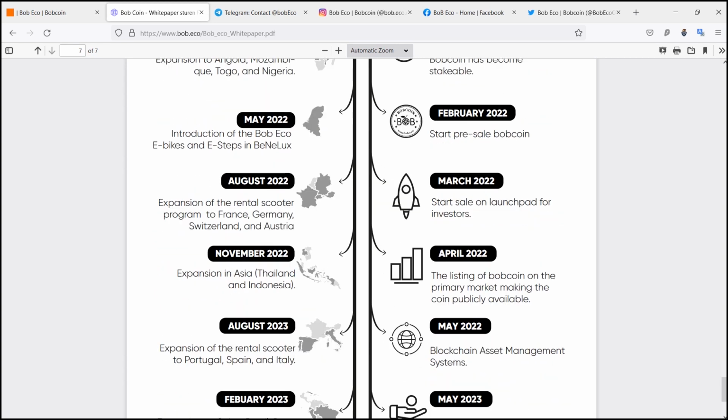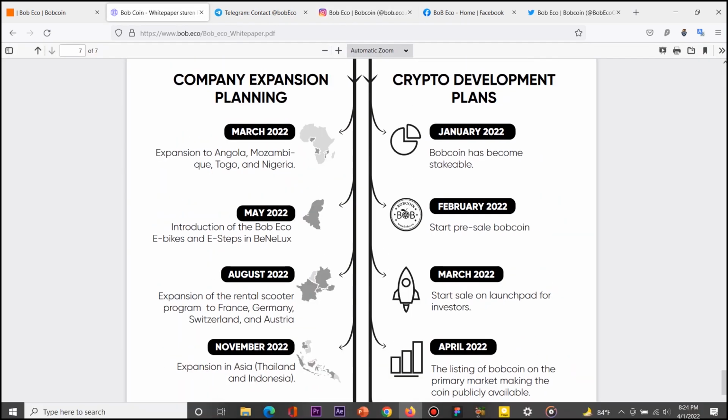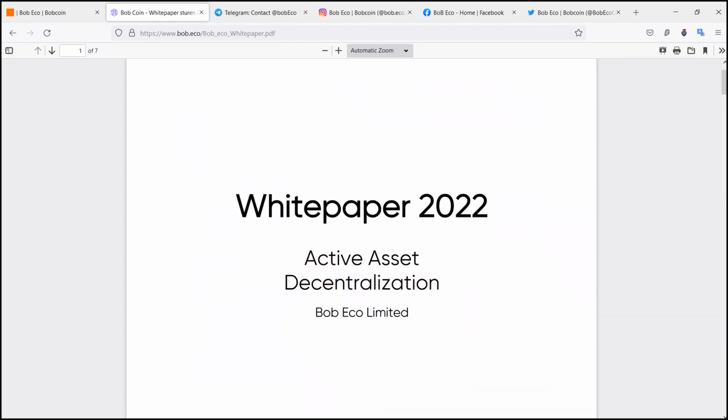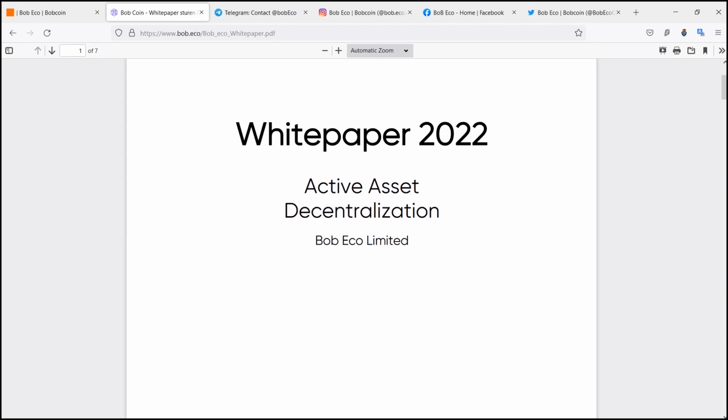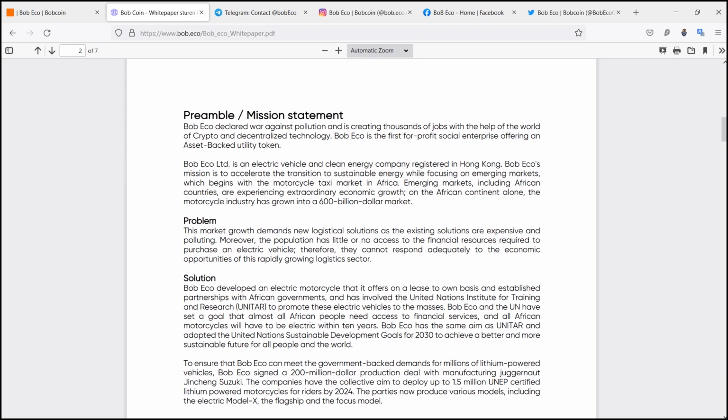Today, I'm here to let you know about Bob Eco platform. So without any further ado, let's get into the video. Bob Eco Limited is an electric vehicle and clean energy company registered in Hong Kong.